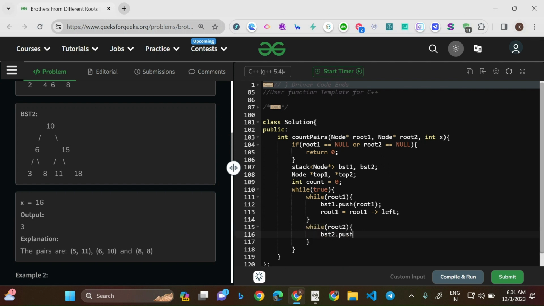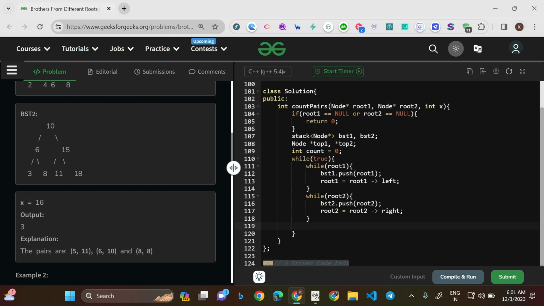Okay, BST2.push(root2), and root2 equals root2's right. Fine, this is also done. And what's the other thing? Now after this, there is one condition that you need to write. If your stack BST1 is empty or BST2 is empty, in both these cases you need to break the loop, because there's no other element left to be explored.